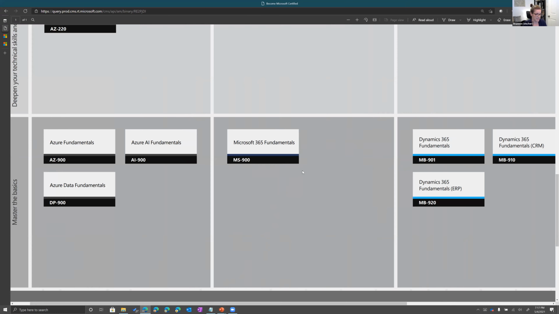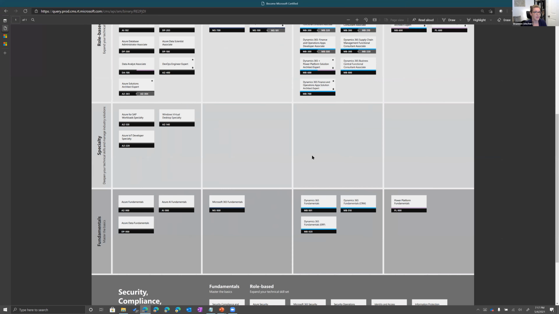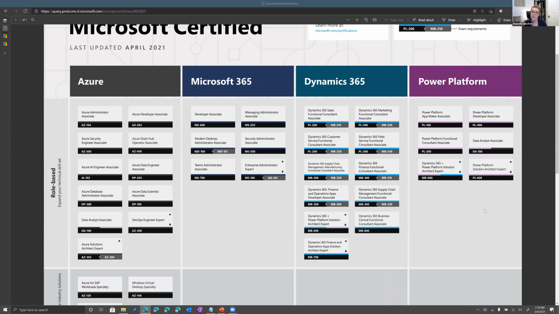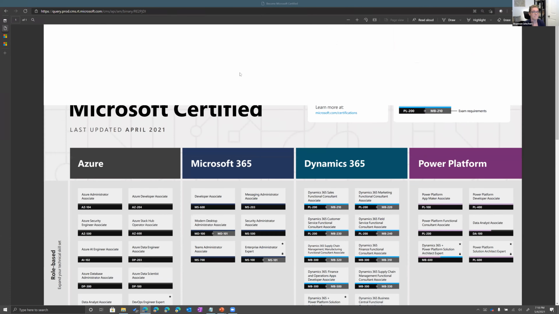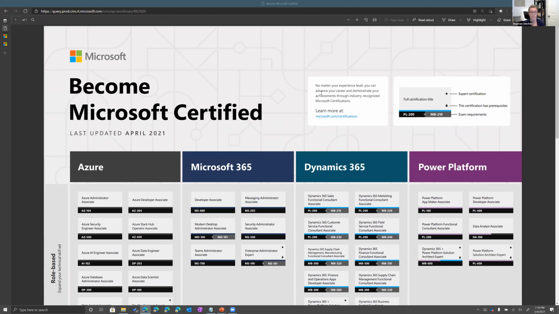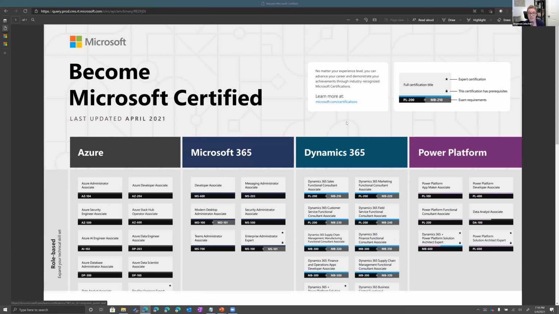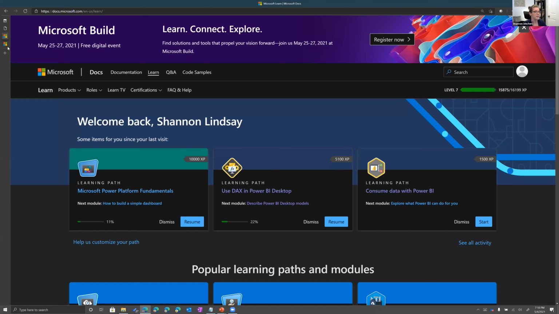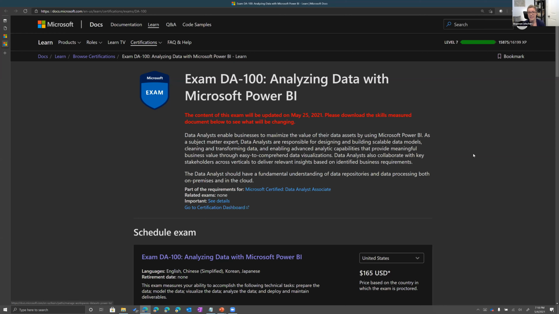I will drop this link into the chat because I find this to be a pretty useful diagram. If you are looking for yourself to become certified, or you want folks at your office to look into what certification might be right for them, perhaps you are looking to become a Microsoft Silver or Gold partner, certifications are a part of that. So I find this diagram to be really helpful. I just dropped that into the chat, and thank you. That was perfectly timed.